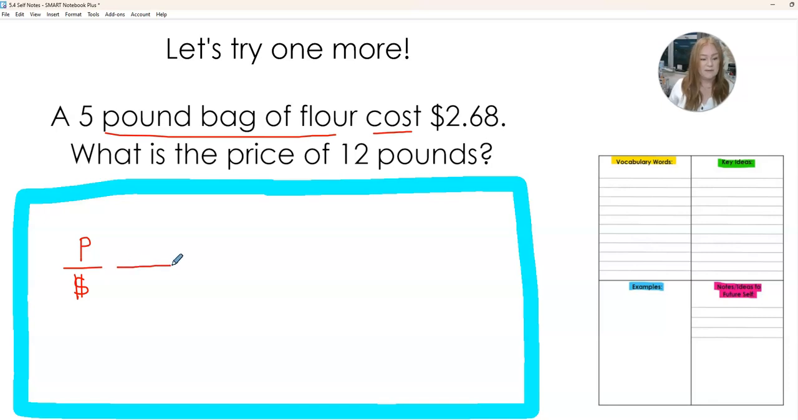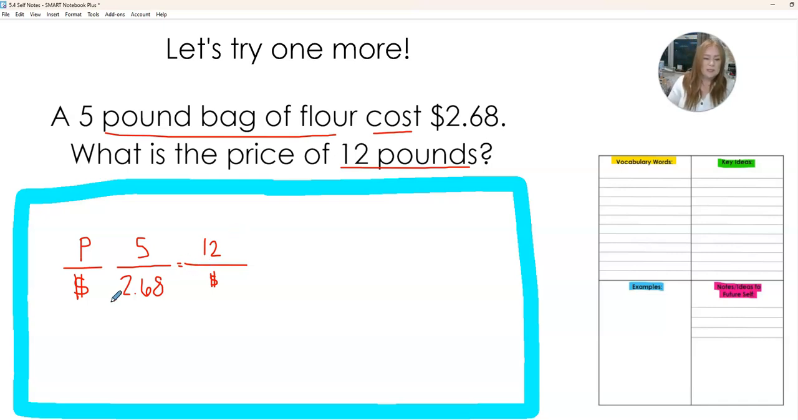So now we're setting up our fraction equals the fraction. So we have 5 pounds, so 5 pounds, and that costs $2.68. So that's what we know. Now, what are we looking for? The price of 12 pounds. So pounds we have on the top this time, so 12 pounds. So we're looking for how much that costs. We don't know that number.